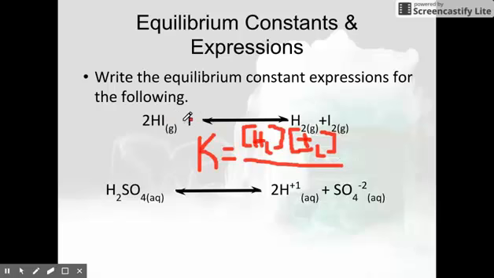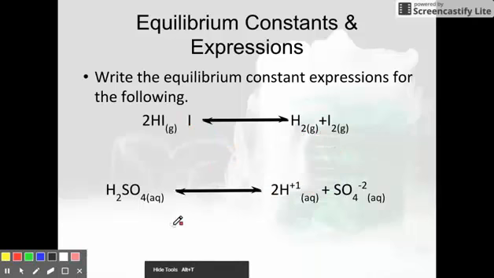divided by my reactant, which is HI, hydroiodic acid, raised to its coefficient. This one has a coefficient, so I'm going to square it. Also a gas. So this would be my expression for K, my equilibrium constant. Let's try the second one.